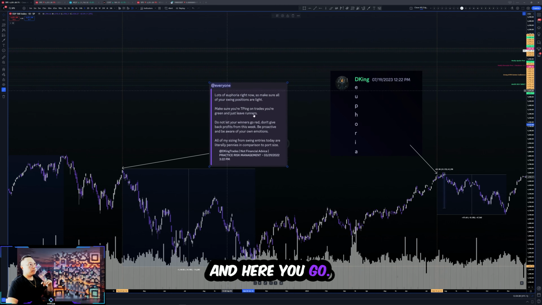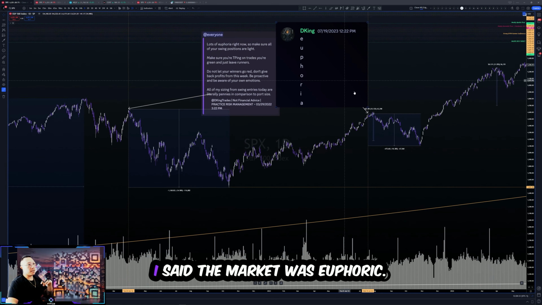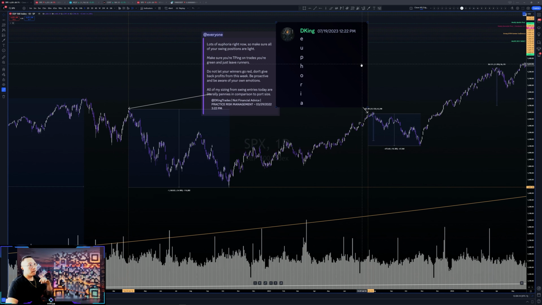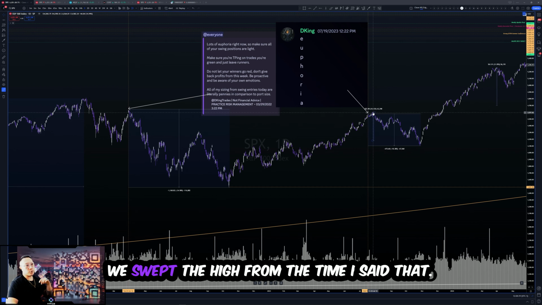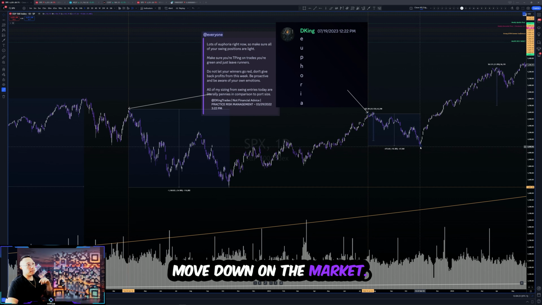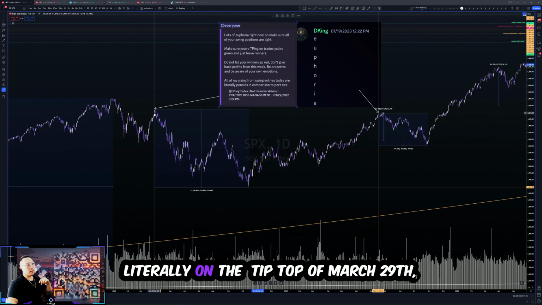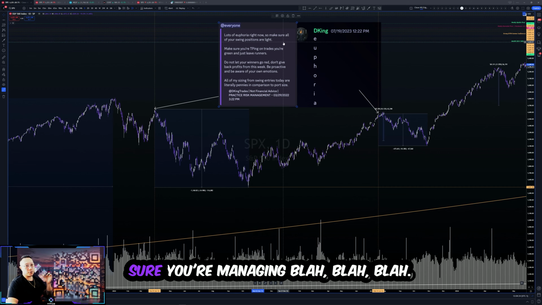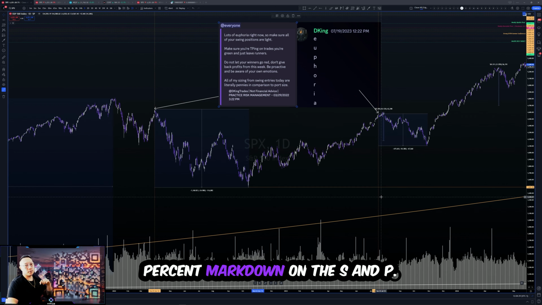And here you go. These are the last two times that I said the market was euphoric. July 19th of last year, which ended up marking the high. We swept the high from the time I said that. And then we saw a 10% move down on the market. And the other time was in March of 2022, literally on the tip top of March 29th, where I said there's lots of euphoria, make sure you're managing your risk. And from then we saw a 25% markdown on the S&P.